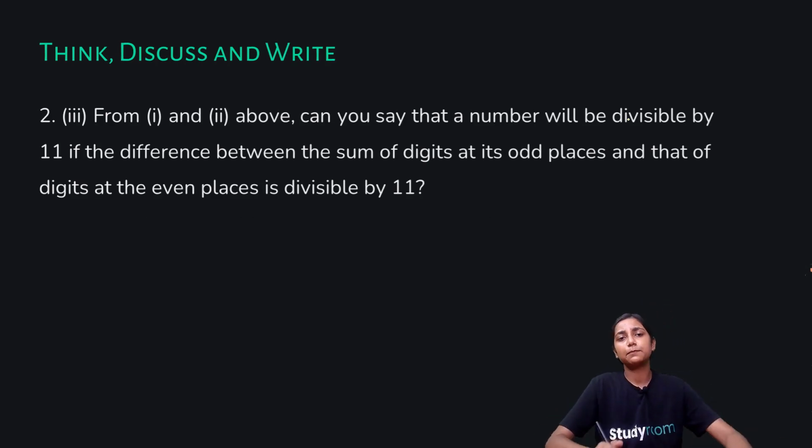So from both of these parts, the third part says that from both of these, 1 and 2 above, what can you say? Can you say that a number is divisible by 11 if the difference between the sum of its digits at odd places and that of the digits at even places is divisible by 11?